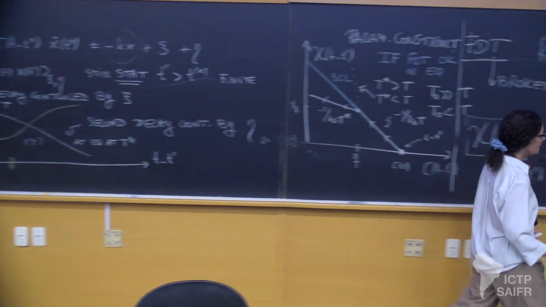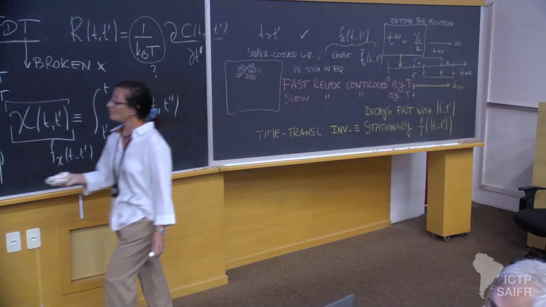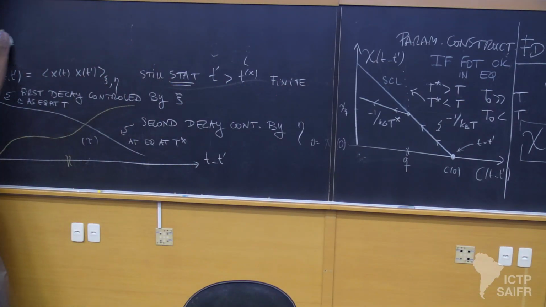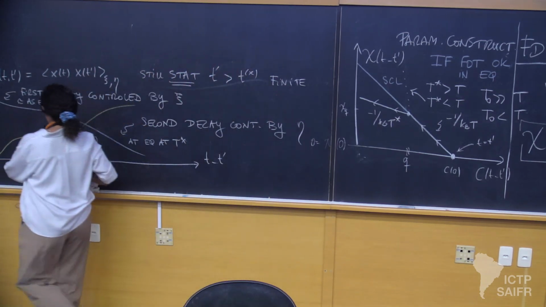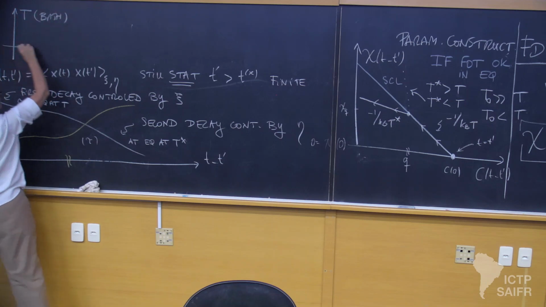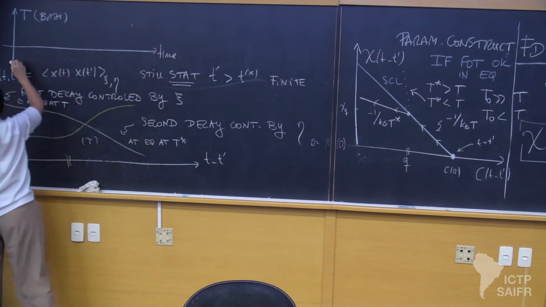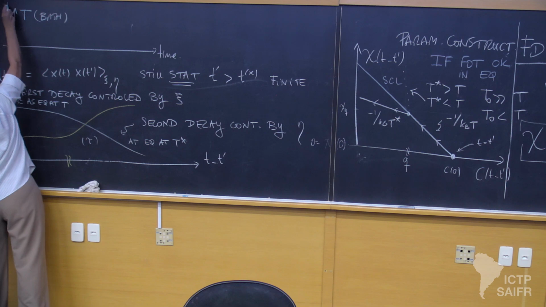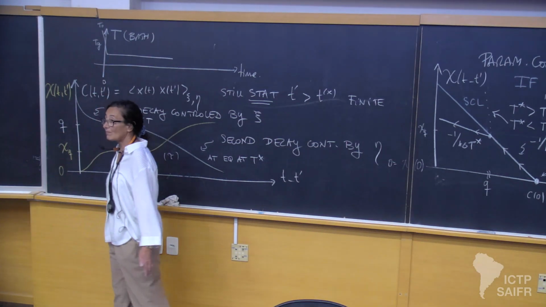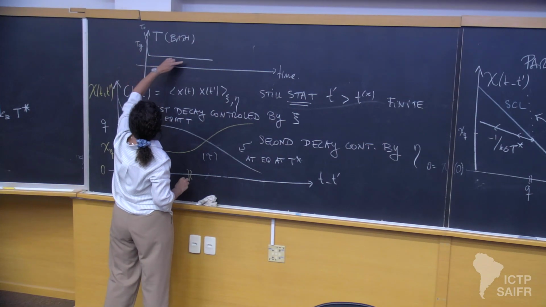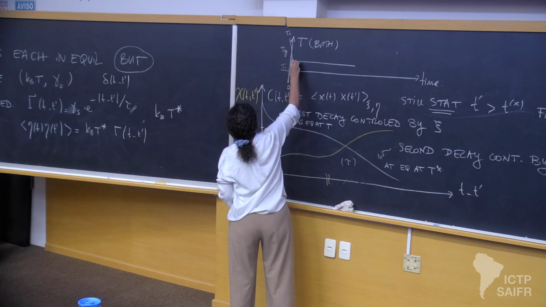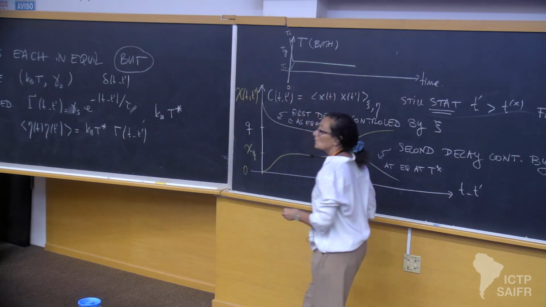Let me clean. So this is the temperature of the bath, and this is time. At time 0, you come from a very high T0, and you cool it to some T, and you keep it constant, and say that T glass is somewhere here. So you come from a very high temperature, you cool, and then you keep the temperature constant. In the other case, you start from a very low temperature, and then you heat it to the same temperature, and you go like that.